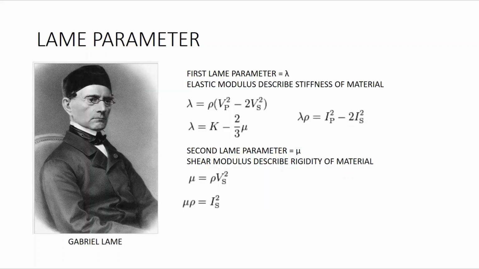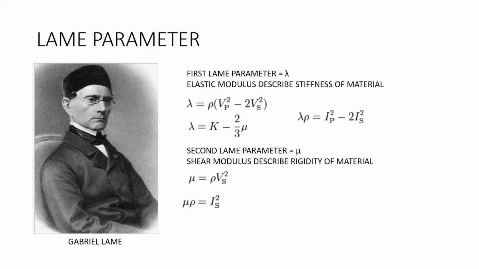Lamé parameter is a coefficient. There are two types of Lamé parameter. The first Lamé parameter is described by lambda. Lambda is an elastic modulus that describes the stiffness of the material. This is the relation between lambda and density, velocity, and also impedance.